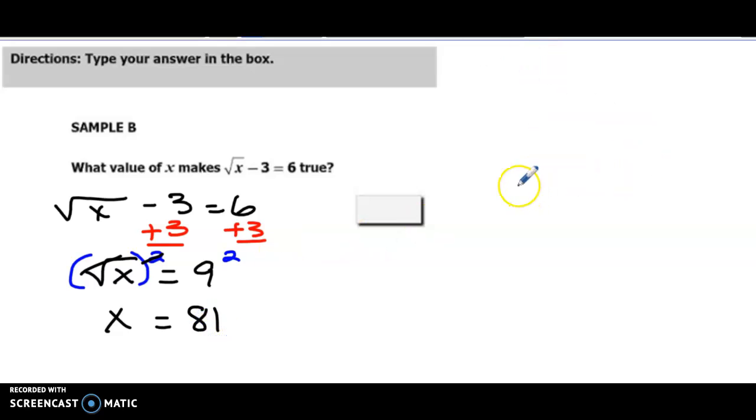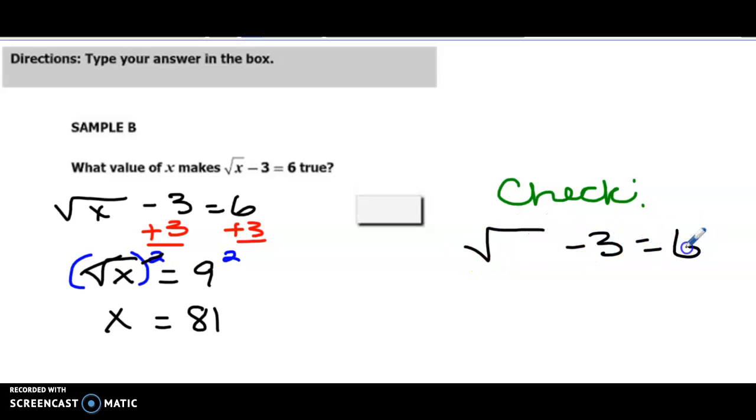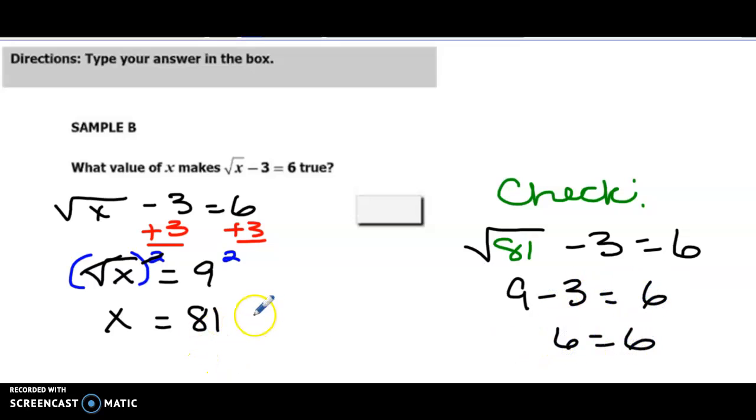Always make sure that you check it. If we come back and check our answer, we're going to plug in 81 everywhere in our original problem that we have an x. So if I plug in 81 here, the square root of 81 gives me 9, and 9 minus 3 is 6, and that checks. So we know that that's our answer.